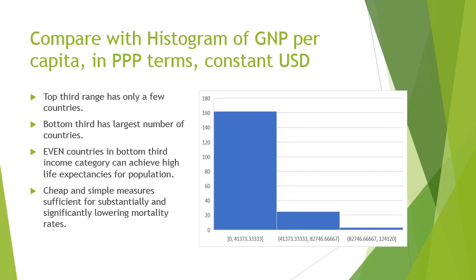There must be cheap and simple measures available for substantially and significantly lowering mortality rates, which everybody can do. So it's not a question of having enough money to lower mortality. It's a question of doing the right things, or actually caring about the people and making the right policies.